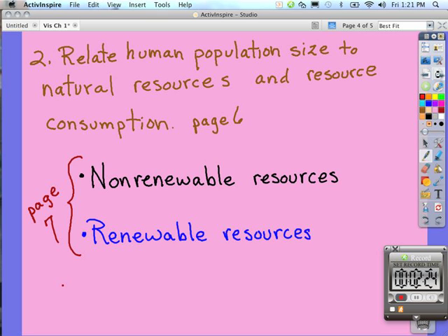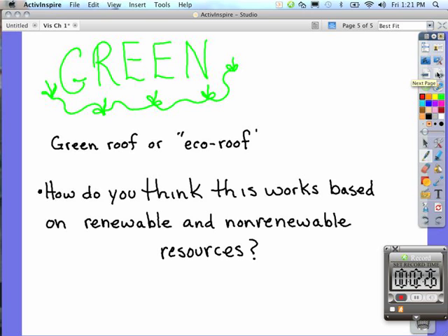Moving on to the green roof or eco roof. How do you think this works based on renewable and non-renewable sources? If you take a look on page 8, they have a green roof in downtown Chicago, and this is a current trend that is happening more and more, and I think it helps. So how do you think this works based on renewable and non-renewable resources?